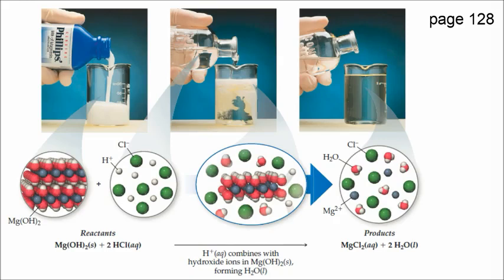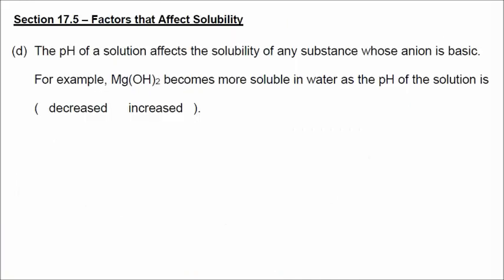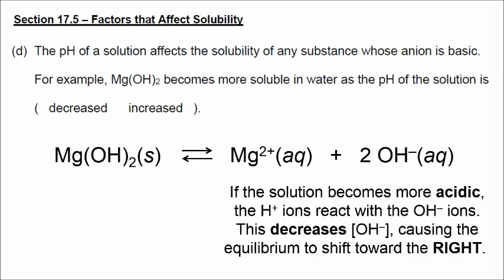Well, the reason why it becomes very soluble is because hydroxide ions were reacting with the strong acid, and that shifts the equilibrium so that now magnesium hydroxide is soluble, and you're actually getting a bunch of chloride ions as well. So the pH of a solution definitely affects the solubility of a substance whose anion is basic. For example, magnesium hydroxide becomes more soluble in water as the pH of the solution is decreased. So if a solution becomes more acidic and the hydroxide ions react with the H plus ions, that decreases the concentration of hydroxide, shifting the equilibrium toward the right, making it more soluble.